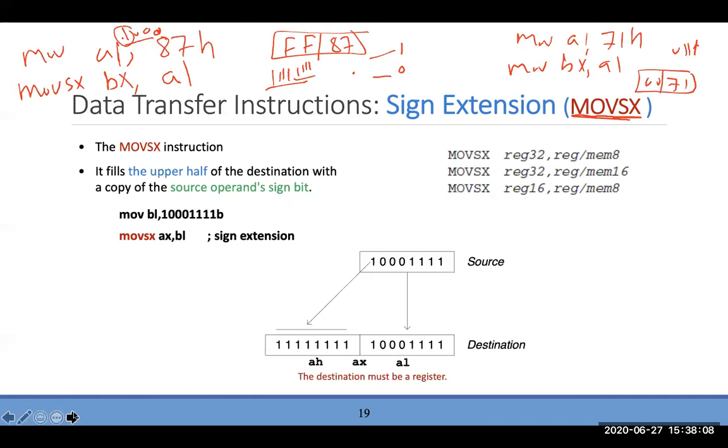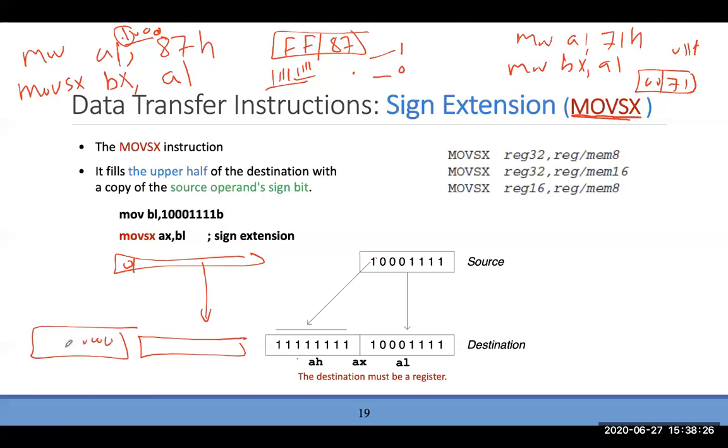Okay, so always look at the most significant bit. If it's a 1, extend with 1. If it's a 0, extend with 0. I will write it here because most of my students think this is always the case. No, it depends on the most significant bit. In this case, whatever the value we're going to move, we're going to put it here. The other one is going to be extended with what? With zeros. It depends on how many bytes. That depends on the destination.